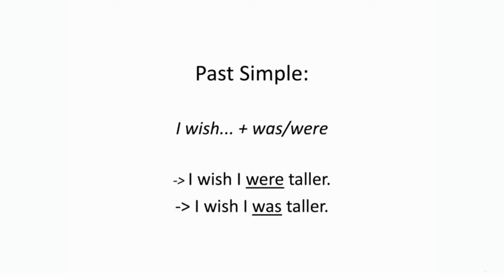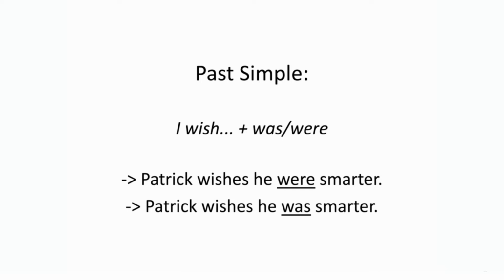With the phrase I wish, we can use both past forms of the verb to be, was and were. For example, I wish I were taller. I wish I was taller. Both sentences are correct. Another example, Patrick wishes he were smarter. Patrick wishes he was smarter. Once again, both sentences are correct.